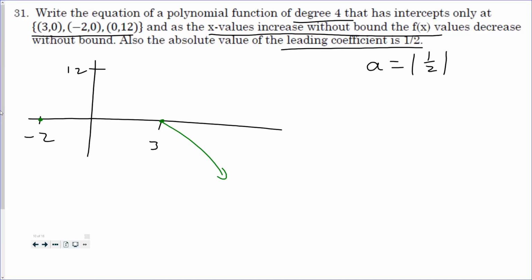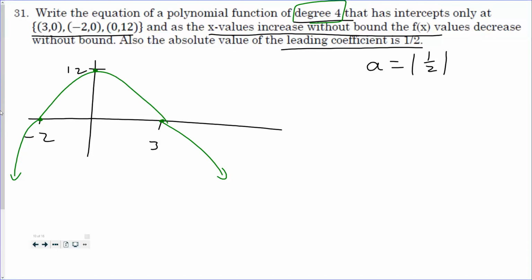Also because of that, I know that my starting end behavior, or really the end behavior on the other side, has to be down this way. And I know that because it's an even degree polynomial. And if it's an even degree polynomial, you have to start and end going the same way. So the only way this will work out, to make sure I hit this 0, 12, is if I kind of loop and hit it that way, right?